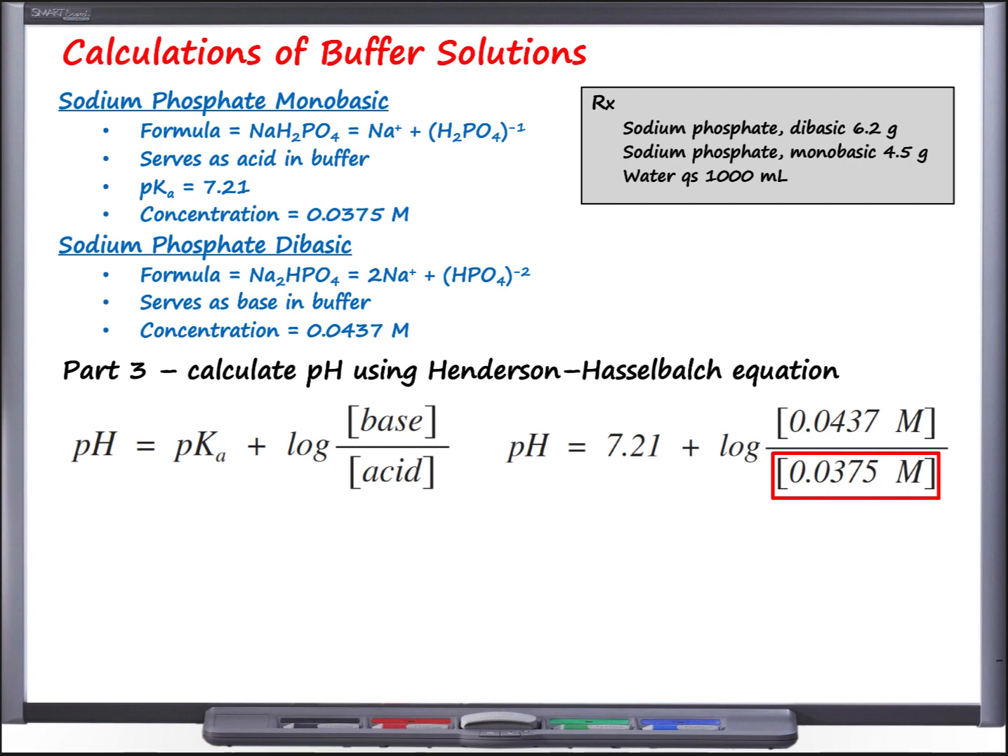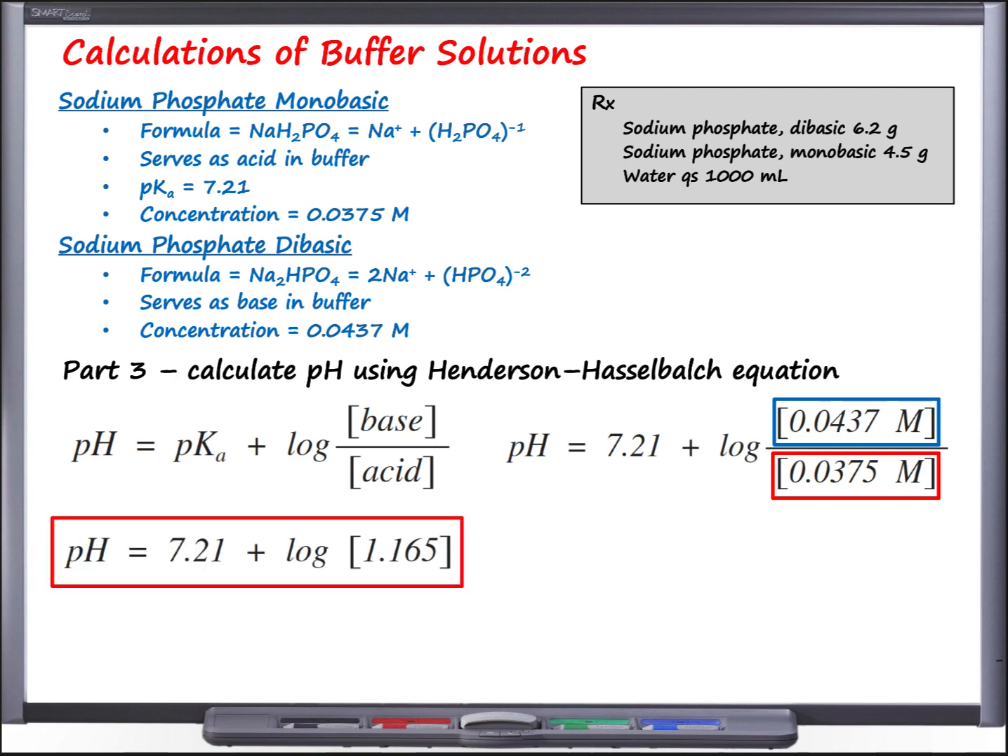We said that the monobasic is our acid, and the calculated concentration we had for that was 0.0375. So we put that in the denominator. The concentration of the base goes in the numerator. So our dibasic sodium phosphate concentration was 0.0437 molar. Now we set that up. If we divide the base concentration by the acid concentration, we get 1.165. So we're going to have 7.21 plus the log of the value of 1.165.